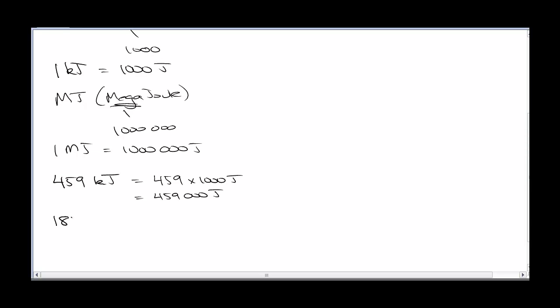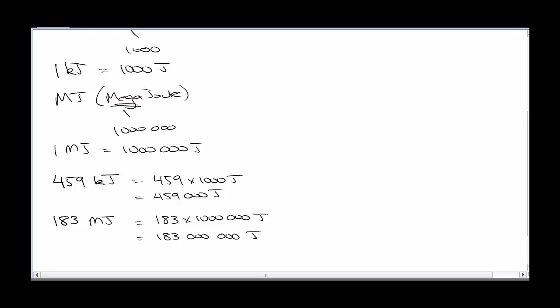You can do the same with megajoules. You might have a quantity of 183 megajoules, and whenever you see mega, you know that it means 1 million. So this would equal 183 times by 1 million joules, which equals 183 million joules.